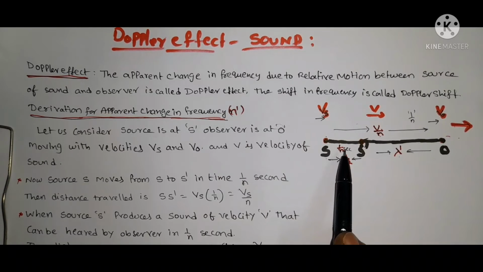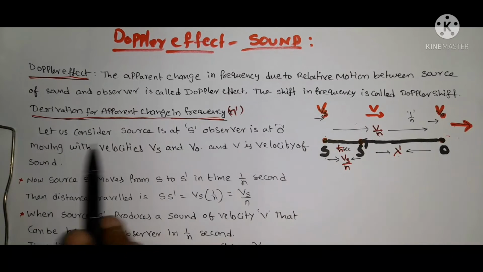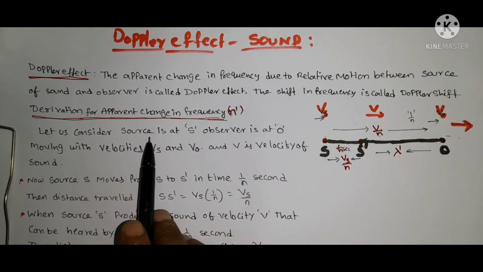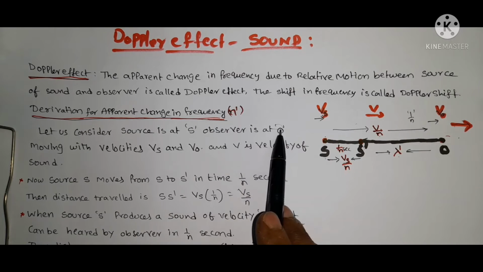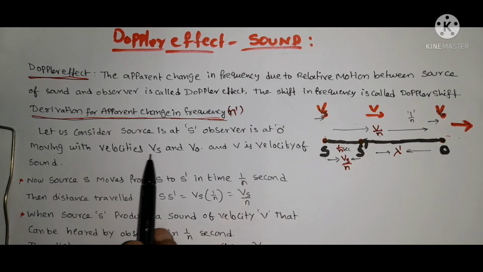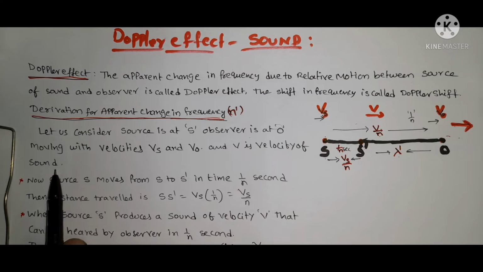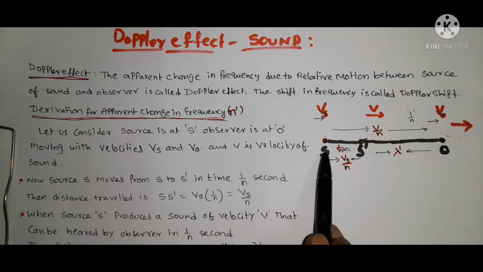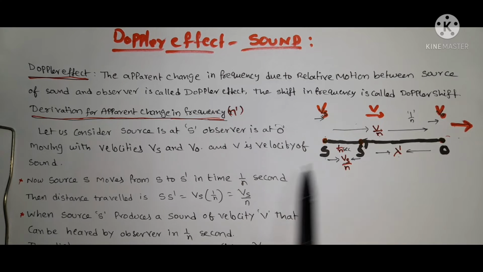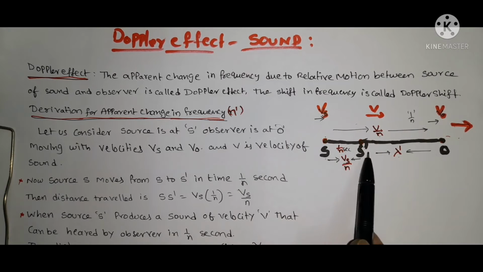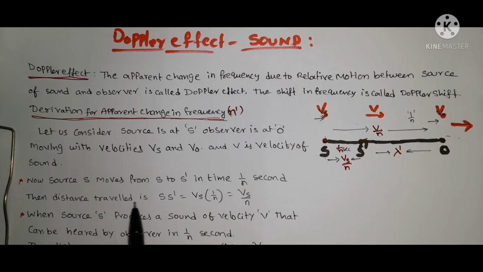Let us see the written part. Same thing I explained just now. Let us consider source is at S, observer is at O, moving with velocities Vs and V0, and V is the velocity of sound. Now source S moves from S to S dash in time 1 by n second. Then the distance traveled is SS dash, which is equal to velocity into time, that is Vs into 1 by n. Simply you can write Vs by n.